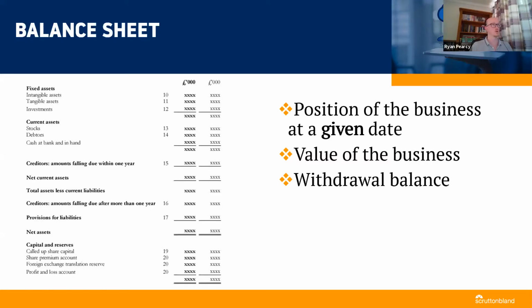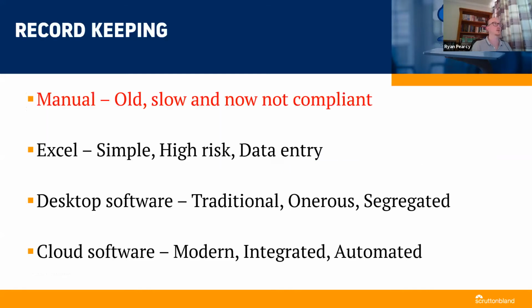So always be careful in establishing how much to draw out of the business, and what your profit and loss account is at any time. So that was a summary of the key reports. But another key area is the record keeping for any business. There are multiple different ways of keeping records, as shown on the screen.